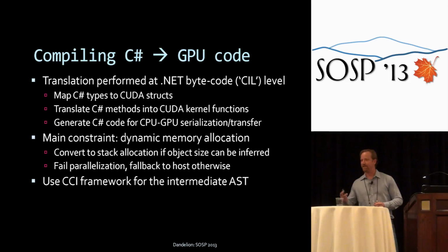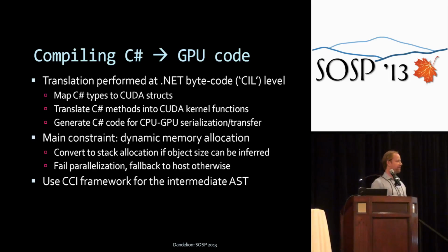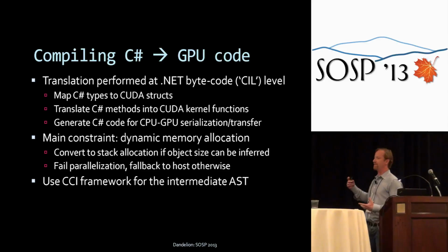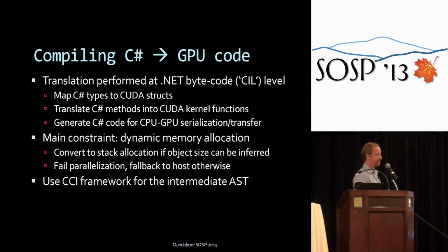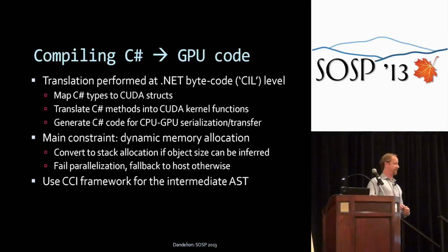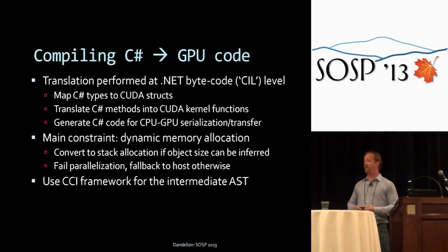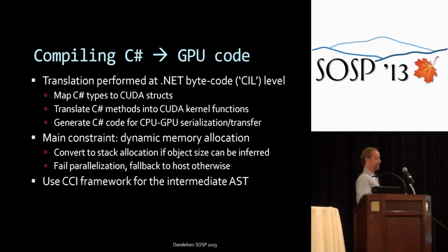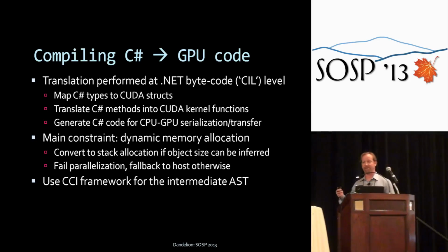Now, this doesn't actually work in absolutely every case. There are definitely constraints, but the primary one arises around dynamic memory allocation, which is not exactly unsupported, but certainly poorly supported on GPUs. And so when we encounter dynamic memory allocation in the code we're cross-compiling, we will convert it to stack-based allocation if we can detect statically the object size. And otherwise, we're going to fail the GPU parallelization and roll back and use a CPU-based parallelization approach. So we're still able to get a correct answer, even if we can't parallelize for the GPU.